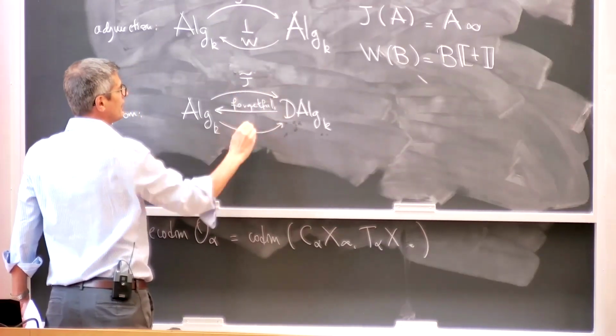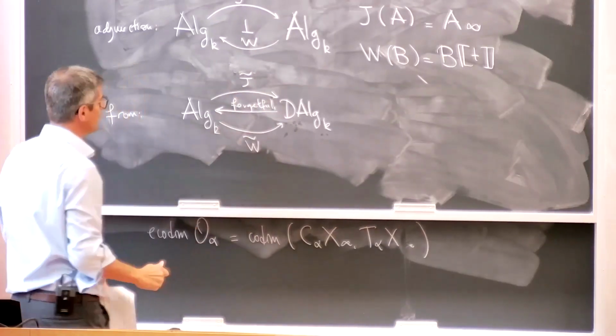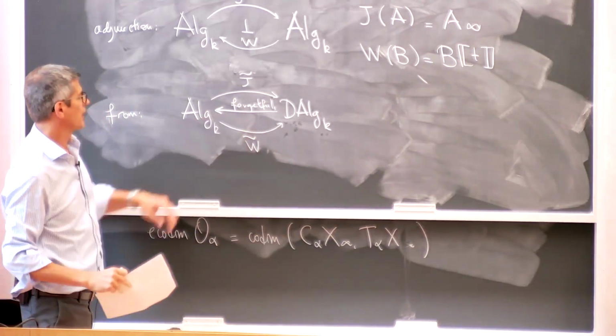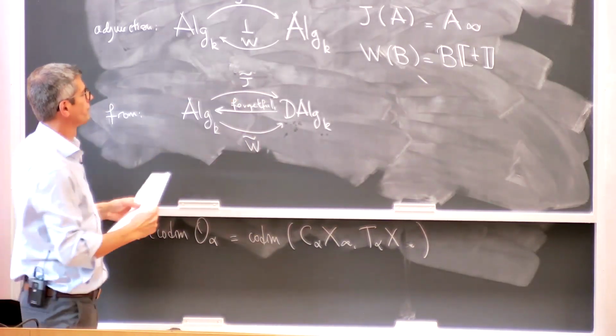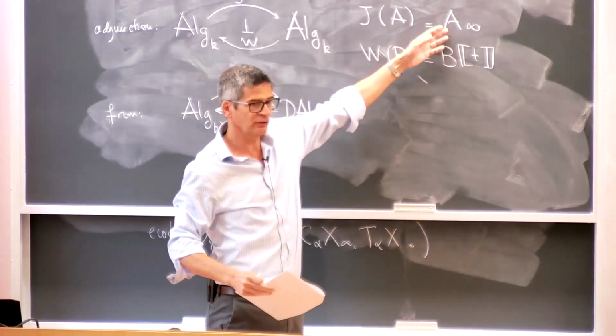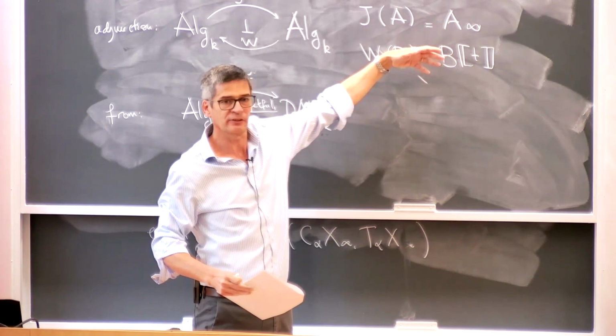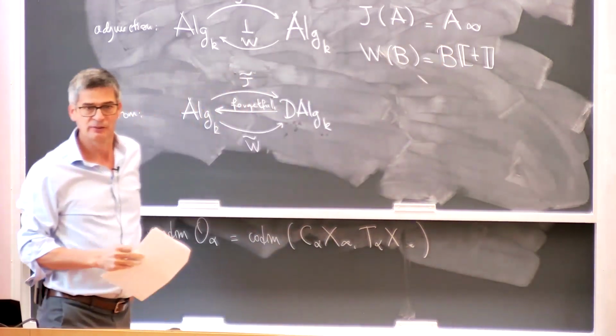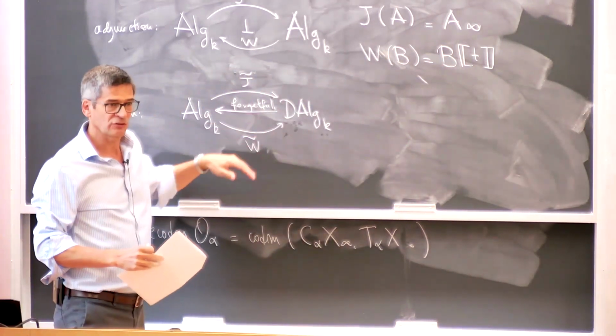We'll denote by J tilde and W tilde. So these are joints of this forgetful functor. And these are exactly the same functors. The point here is that on this algebra, there are naturally defined differential structures, and they provide the right and left adjoint.